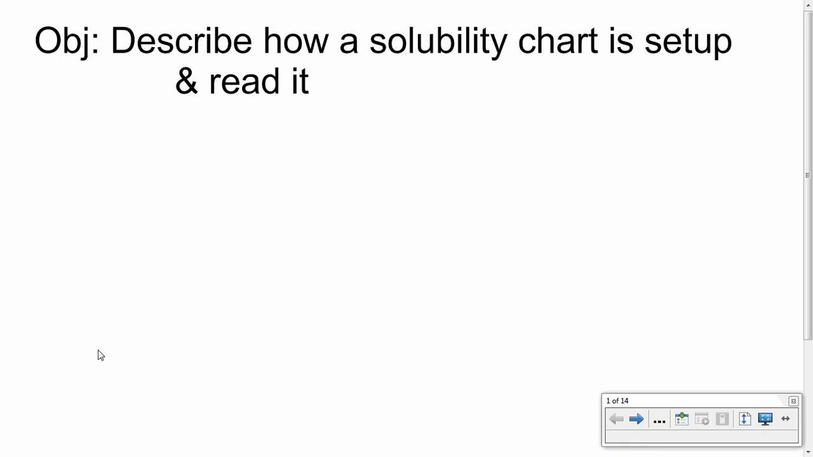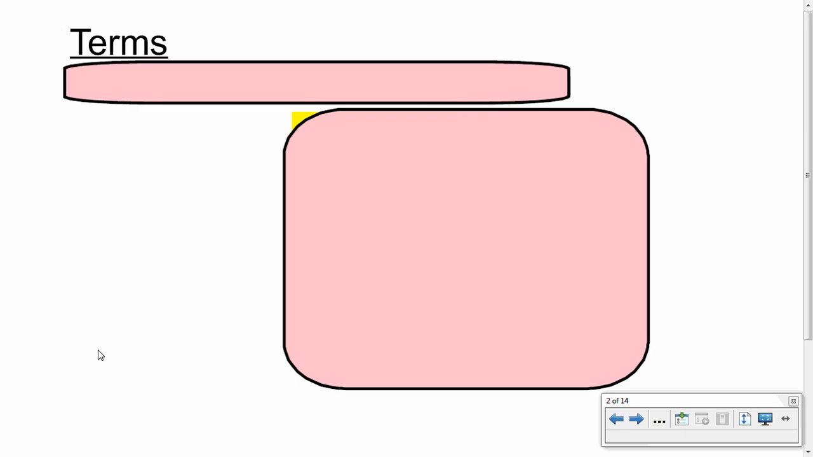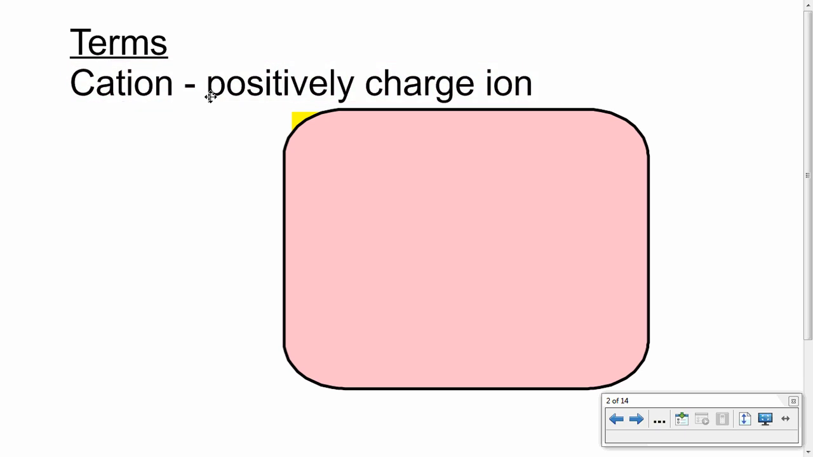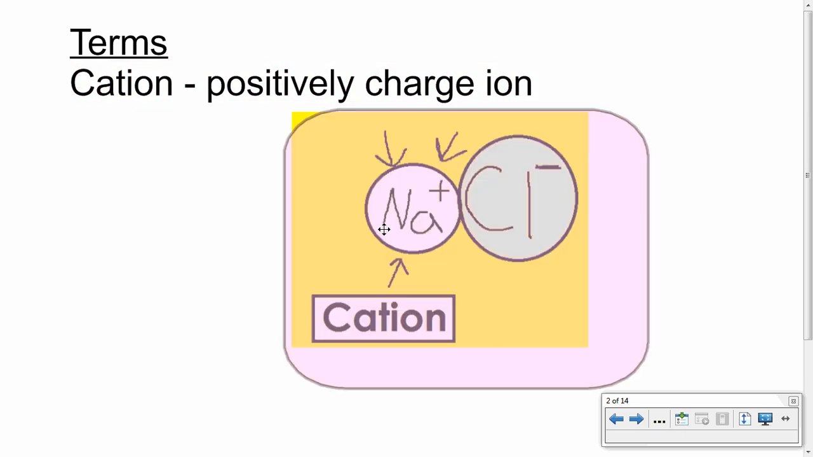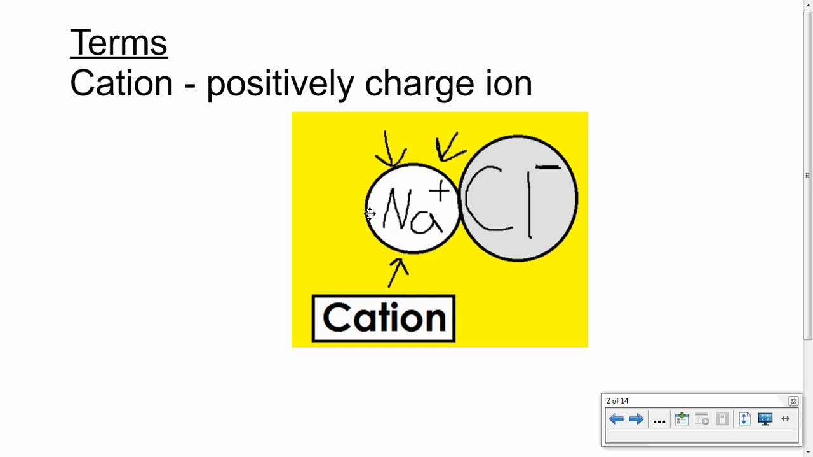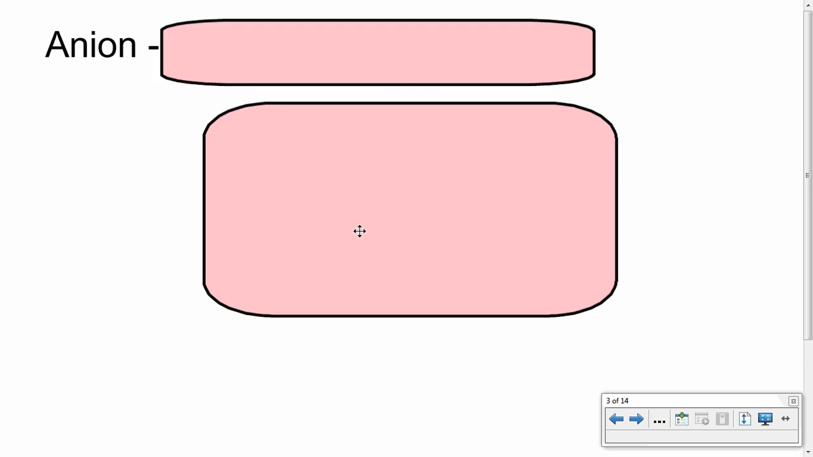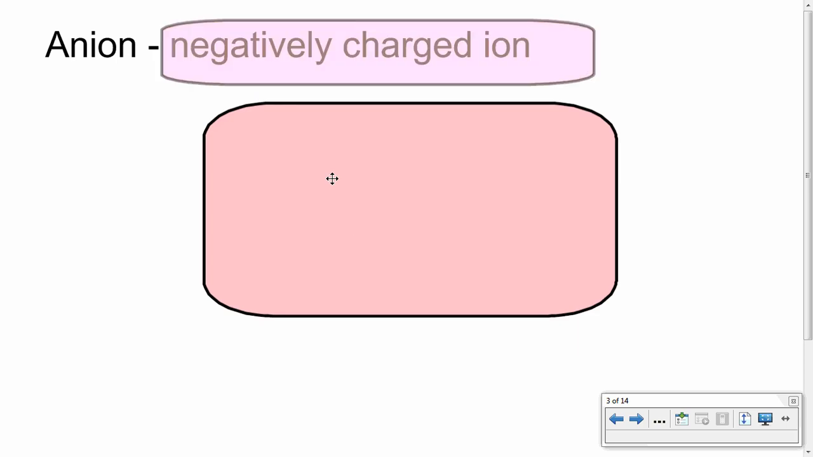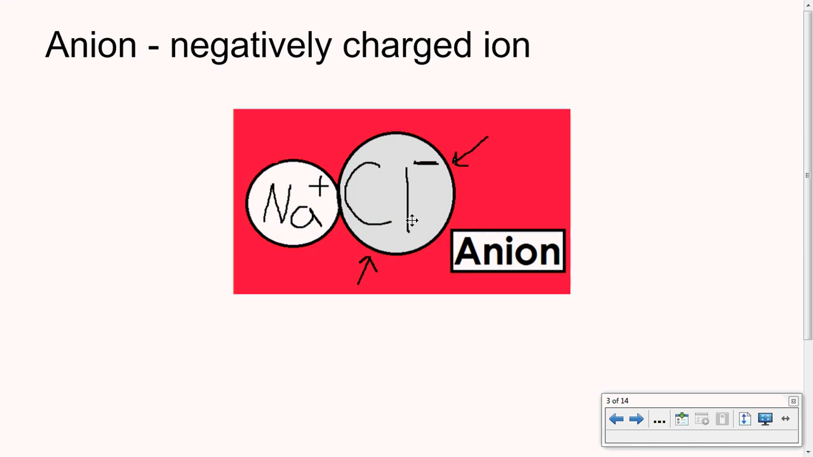The purpose of this video is for you to be able to describe a solubility chart, how it's set up, and then read it. Some terms you're going to need to know. A cation is a positively charged ion in this compound, salt. Na, sodium, is the cation because it's got a positive charge. An anion is a negatively charged ion. And in the same picture, the chlorine would be the anion.